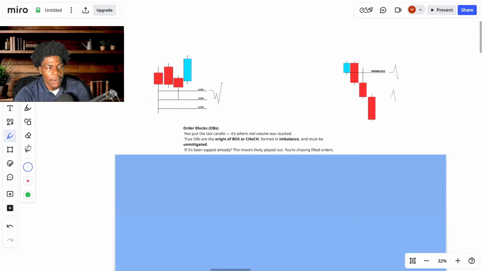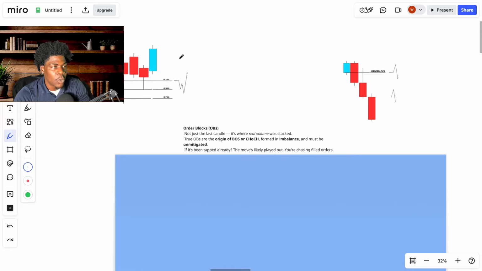First, let's get into our order blocks. Not just the last candle, but where the real volume was stacked. True order blocks are the origin of break of structures or change of characters. And they are the beginning moves that form imbalances, such as fair value gaps, as we label them. And one thing is that they must be unmitigated. For an order block to be valid, it has to be unmitigated and untouched. If it's been tapped already, the move has likely already played out. You're chasing nothing but filled orders, right?